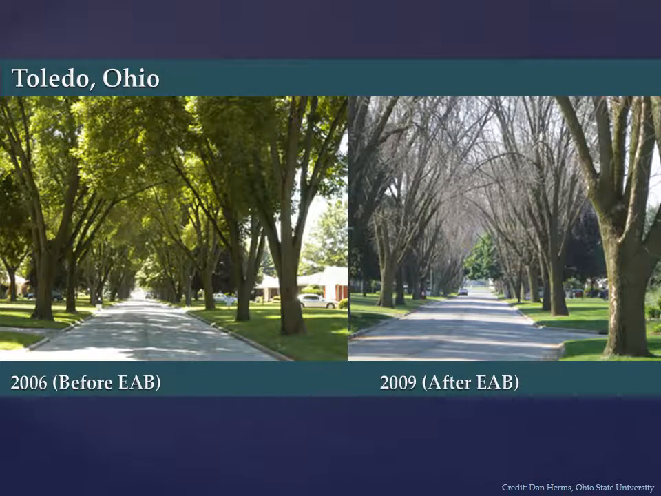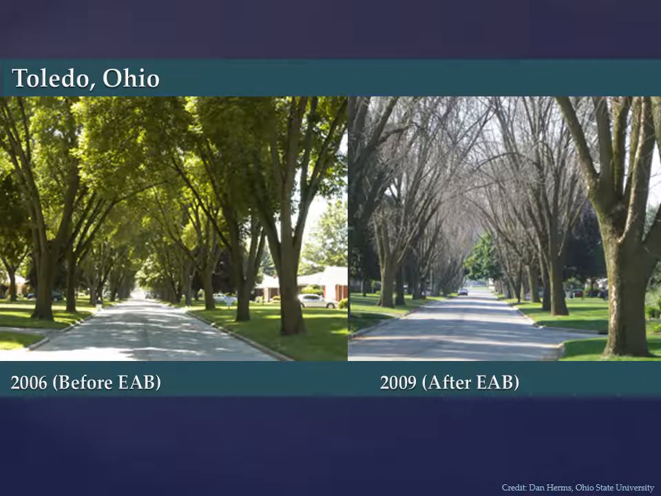EAB can kill ash in a relatively short amount of time. Healthy ash trees will die within 1 to 5 years of showing their first sign or symptom of being infested. In these photos, you see a streetscape in Ohio over the course of 3 years. In the photo on the left are healthy-looking ash trees, and in the photo on the right, just 3 years later, all of those same ash trees have been killed by the emerald ash borer.